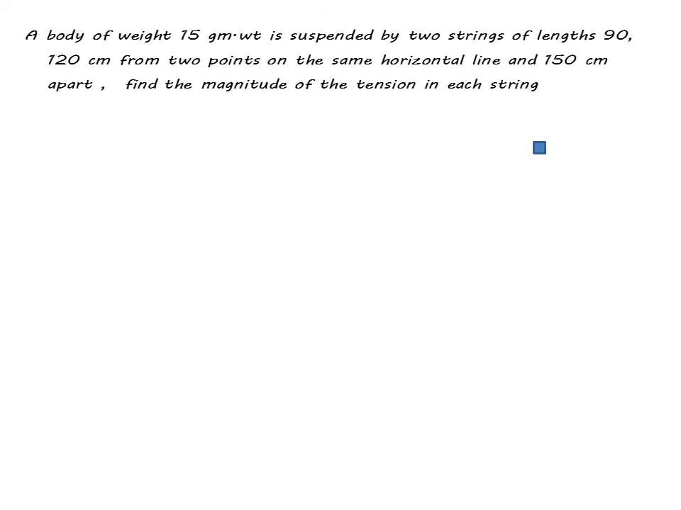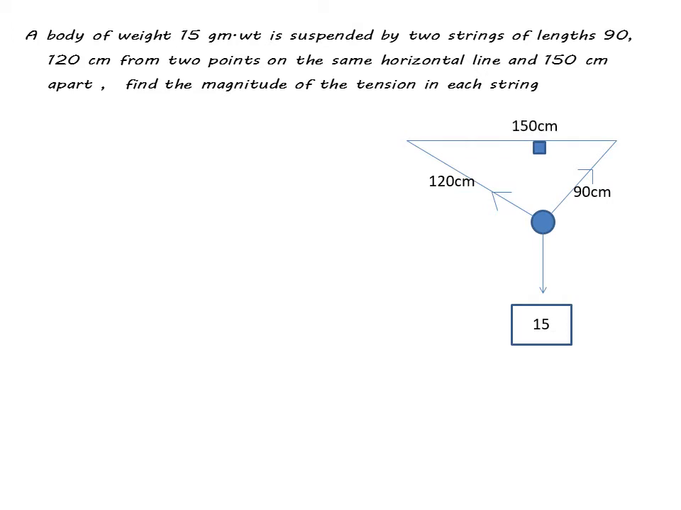A body of weight 50 Newton is suspended by two strings, the length of one of them 90 and the other 120 centimeters. Here we have the body of weight 15 suspended by two strings, the lengths are 90 and the other will be 120 centimeters. Finally, it is hung from two points on the same horizontal line and 150 centimeters apart. That means the distance between them will be 150 centimeters.